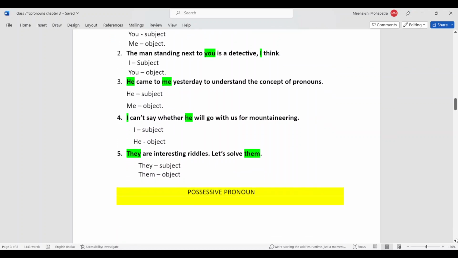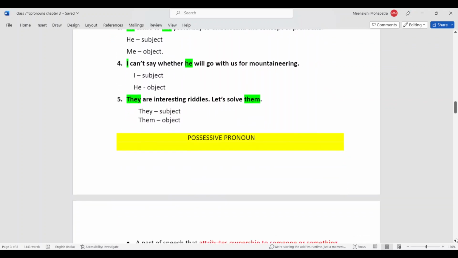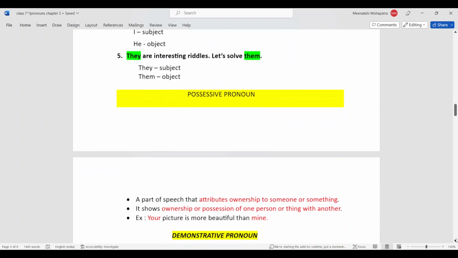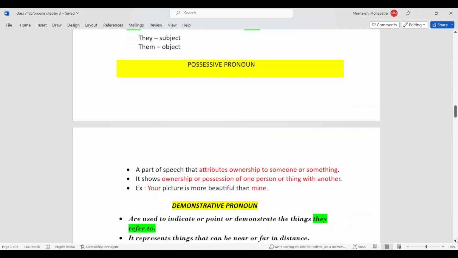Next, we will talk about possessive pronouns. Now, what do you mean by possessive? Possessive means owning or possessing. So, a part of speech that attributes ownership to someone or something is known as a possessive pronoun. It shows ownership or possession of one person or thing with another person or thing. For example, your picture is more beautiful than mine.